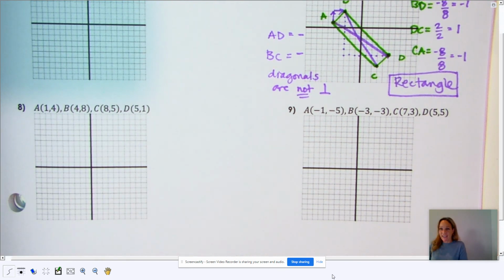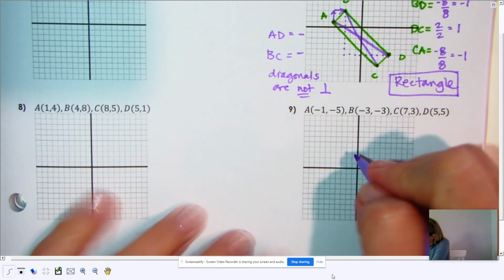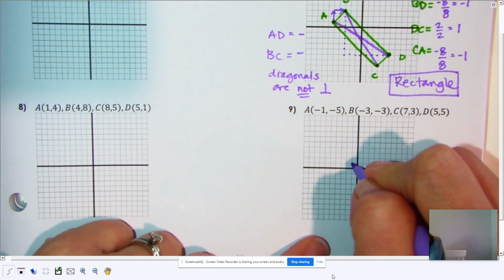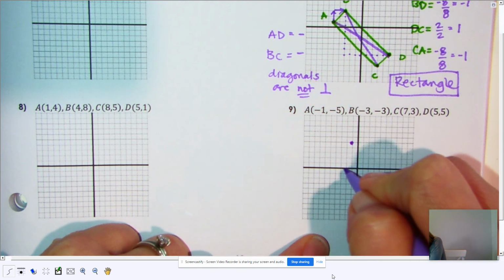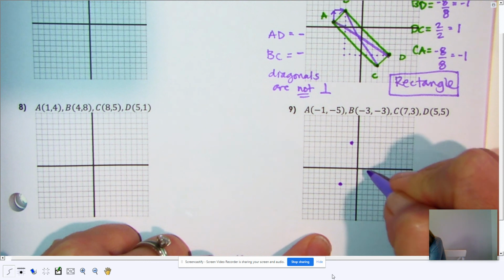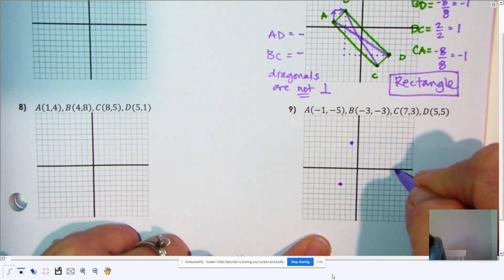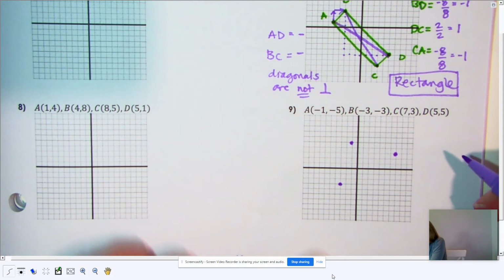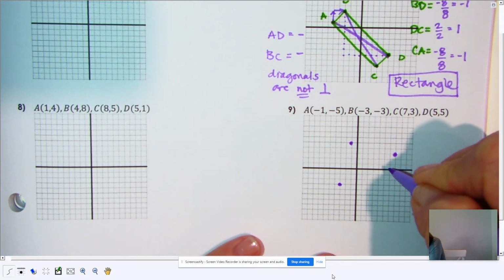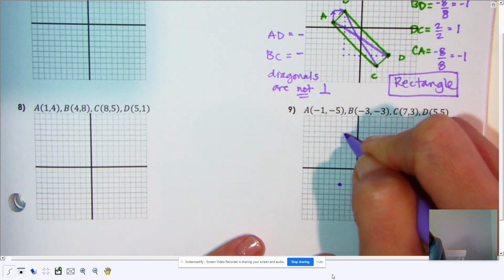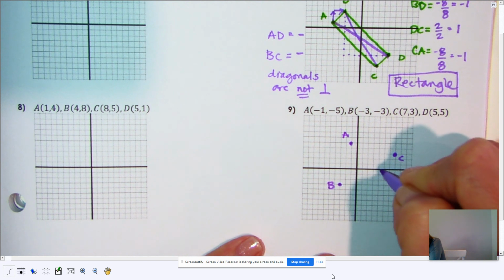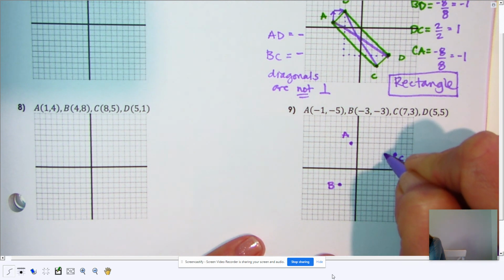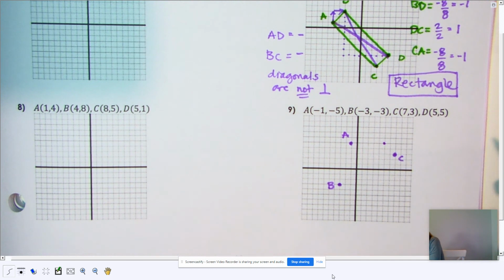Thanks for persevering. Okay, so A is going to be -1, -5. 1, 2, 3, 4, 5. B is -3, -3. C is to the right by 7 and up by 3. 1, 2, 3, 4, 5, 6, 7. Up by 3. And then D is 5, 5. Hold on, I should have labeled these. A, B, C, and then 1, 2, 3, 4, 5. That does not look right.